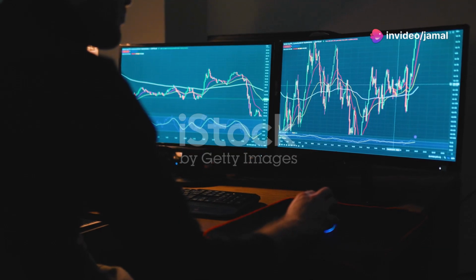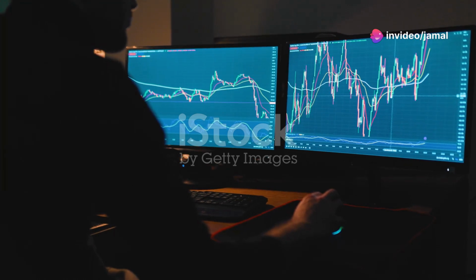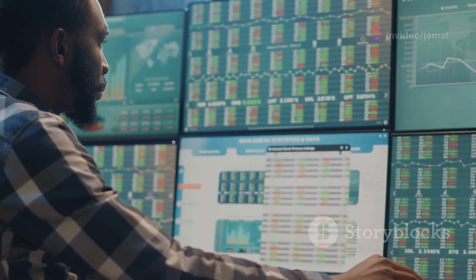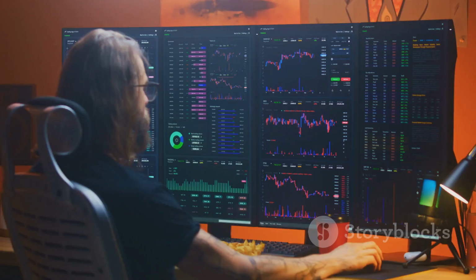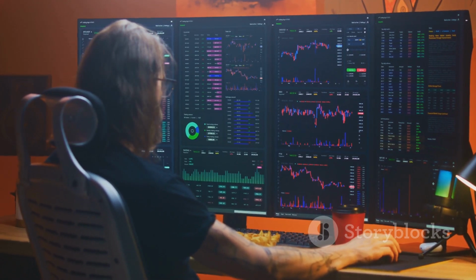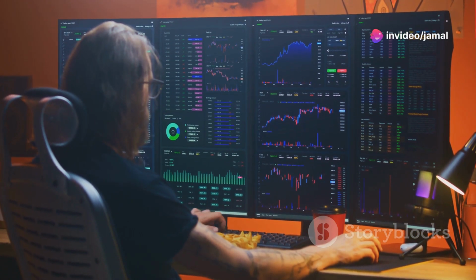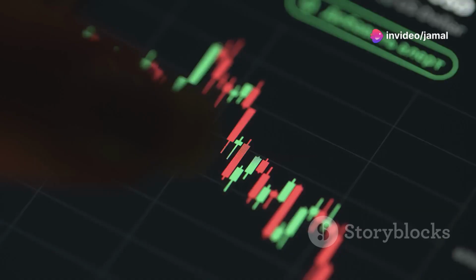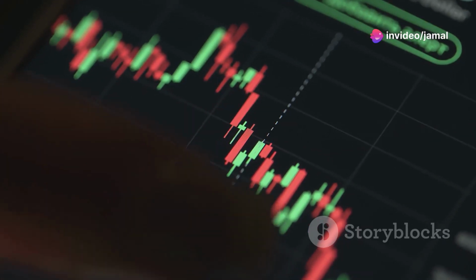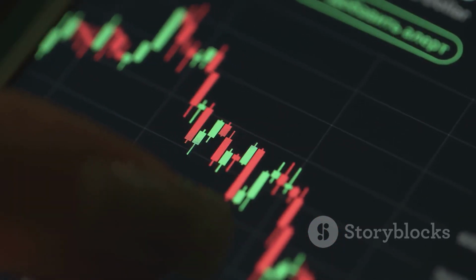Technical analysis is a vital tool for Forex traders. It helps them make informed decisions based on past market data. Unlike fundamental analysis, which looks at economic factors, technical analysis focuses on price movements and patterns. By studying charts and data, traders can identify trends and predict future movements.